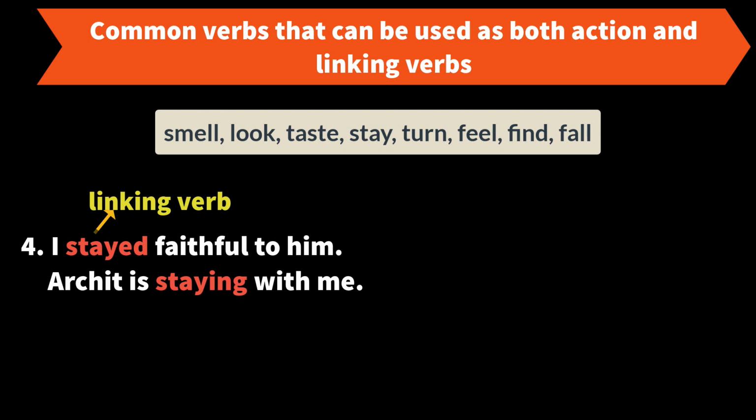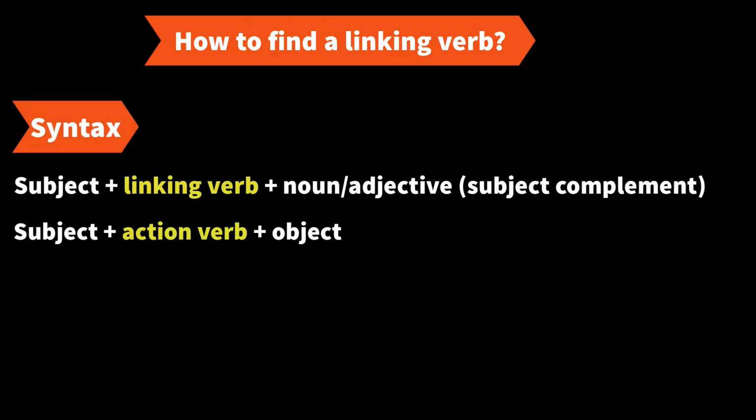A linking verb basically is followed by a noun or an adjective, right? And an action verb is basically followed by an object, right? So guys, all you have to do is replace the verb with is, am or are, right? And if the sentence still makes sense, it's a linking verb. If it does not make any sense, it's not a linking verb, it's an action verb.